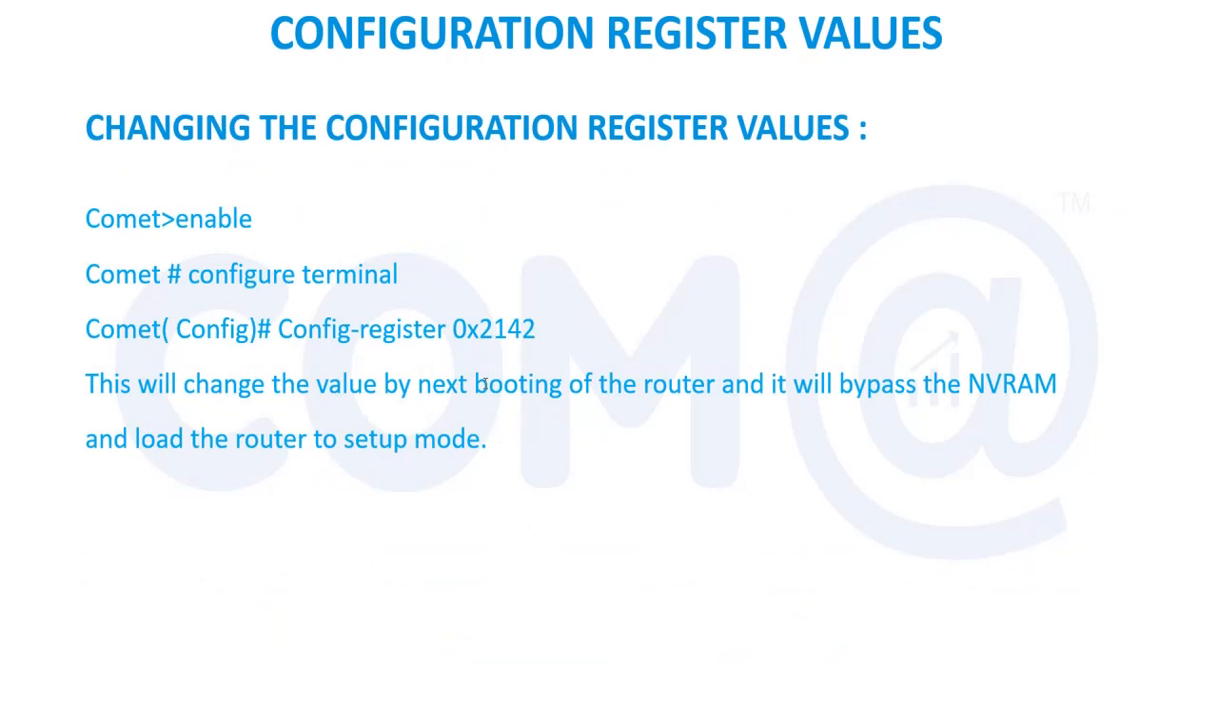Changing the configuration register value is simple. I have to get into global configuration mode and change it using config-register. It will be 2142, so I have to mention config-register 2142. As soon as I enter the value, the next time I reboot, it will not go to the normal booting option. It will go to setup mode because it is not reading the configurations available in the system. Let us try updating the command.